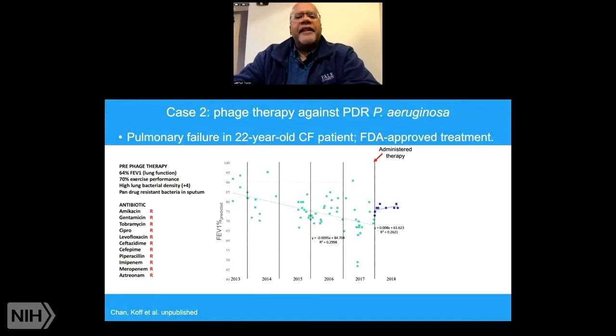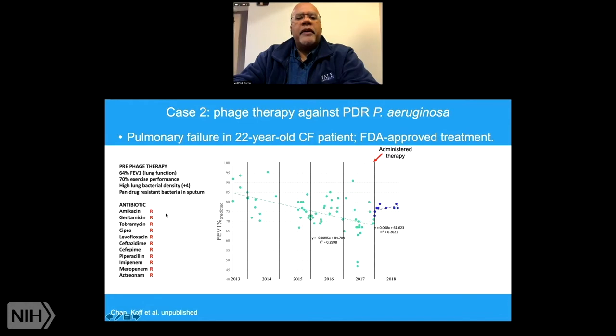So one more case, this is an unpublished case, but I'll go through it again quickly. This is the young woman who was in that hospital room that I showed you earlier. So in her case, she was undergoing many years of lung failure, and she was pretty much headed for a lung transplant at best. Pre-phage therapy, they had found out about our work with the prior patient and contacted us because of this alarming outcome.